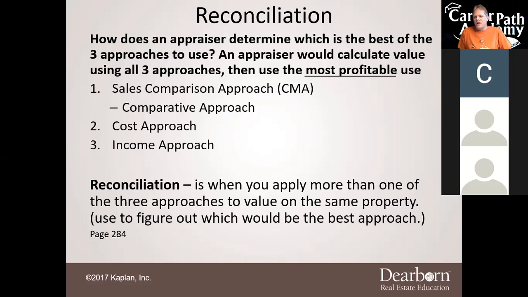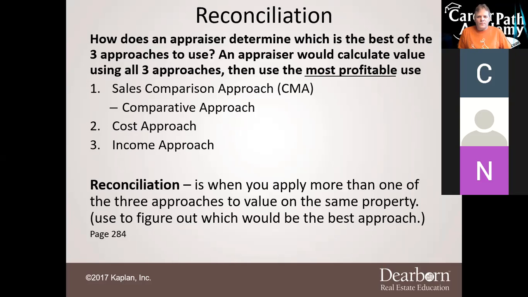Cost approach. What about a church? Cost approach. What about a high-end, very expensive custom home? Cost approach. If it's a very expensive custom home, meaning there's no other home like it, you would use the cost approach because there is no other home to compare it to, right? Otherwise, if I just said an expensive home, it's CMA, the comparative approach.